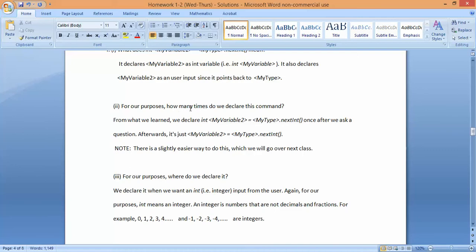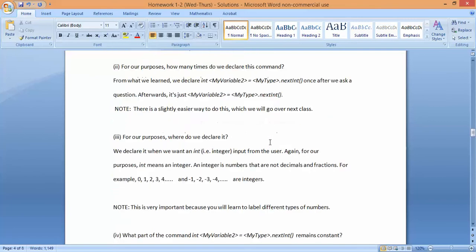Then again, for our purposes, how many times do we declare this command? We declare this command every time we ask a question. Again, there's an easier way to do this, a 3-step way, but it's a little more confusing when you're not used to Java, so we're doing it this way at first. Part 3 says, for our purposes, where do we declare it? We declare it when we want an input from the user. So every time there's an input, we put this in: int my variable, then my type, and then it's just my variable without the int.